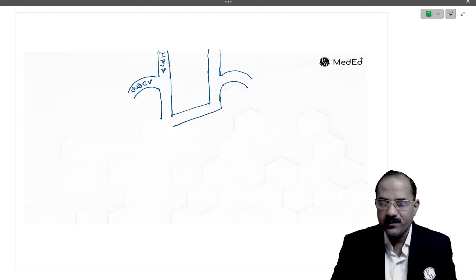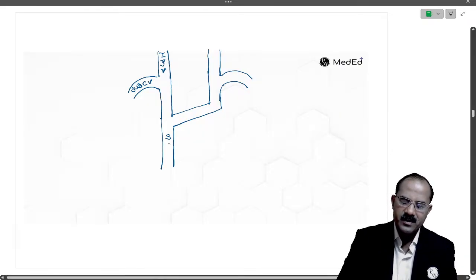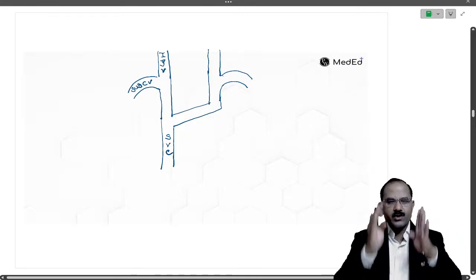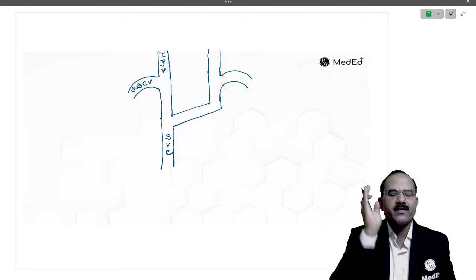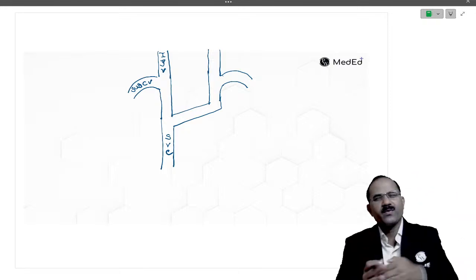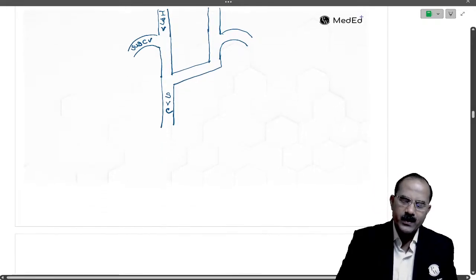So the left brachiocephalic vein is longer and joins with the right. And what is this? This is the SVC. So the internal jugular vein joins with the subclavian vein, forming the right and left brachiocephalic veins. The left is longer, joins with the right, and forms the SVC. Correct, students? And look, who's this?